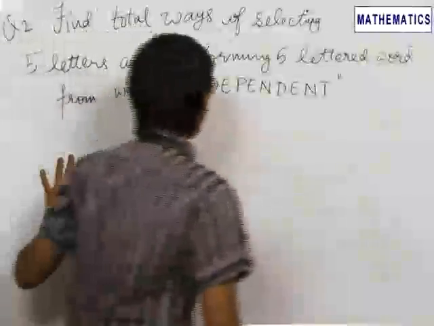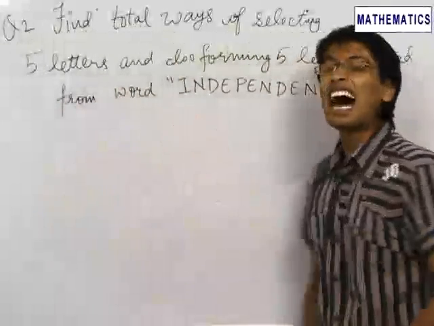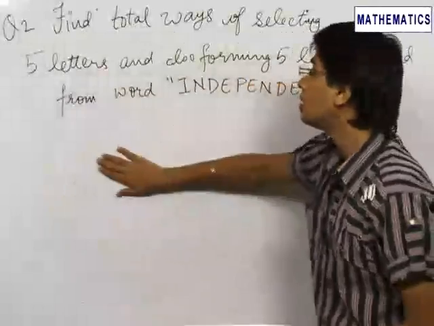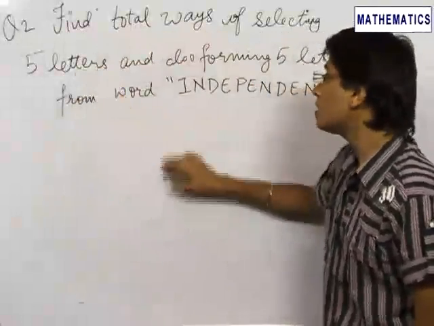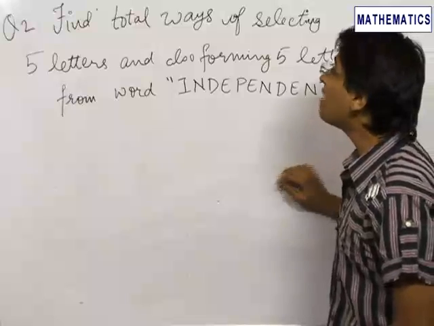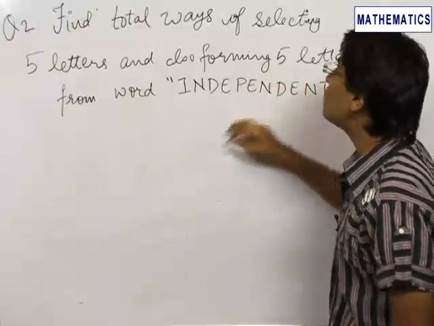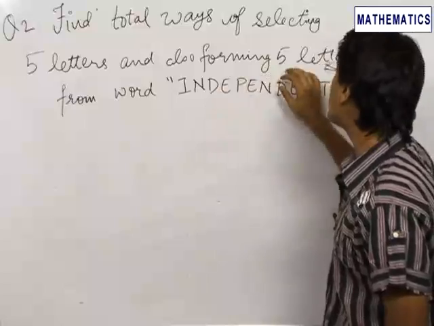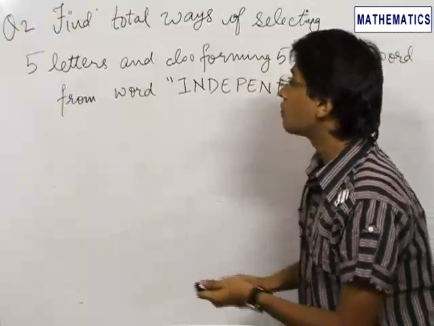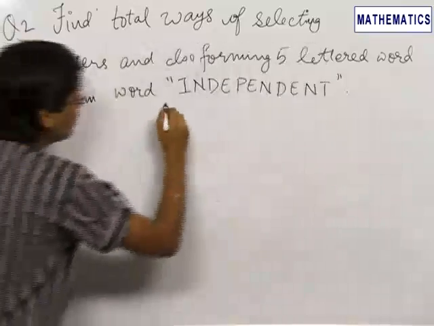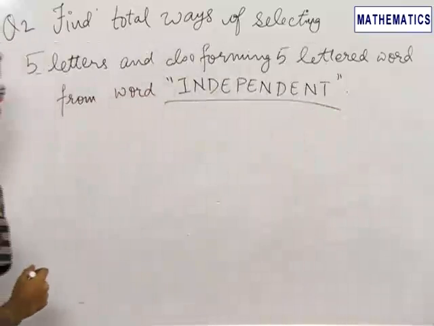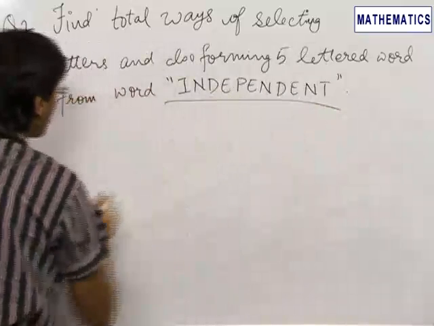The next question which we have is also very important and a highly conceptual problem. We need to find the total number of ways of selecting 5 letters from the word independent, and we also want to find the total number of ways of forming 5-letter words from the letters selected. Now first of all, we'll try to figure out what different letters or alphabets this word has.